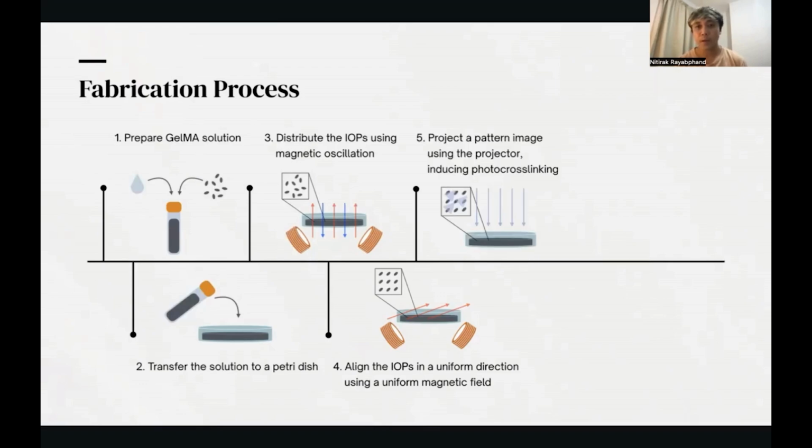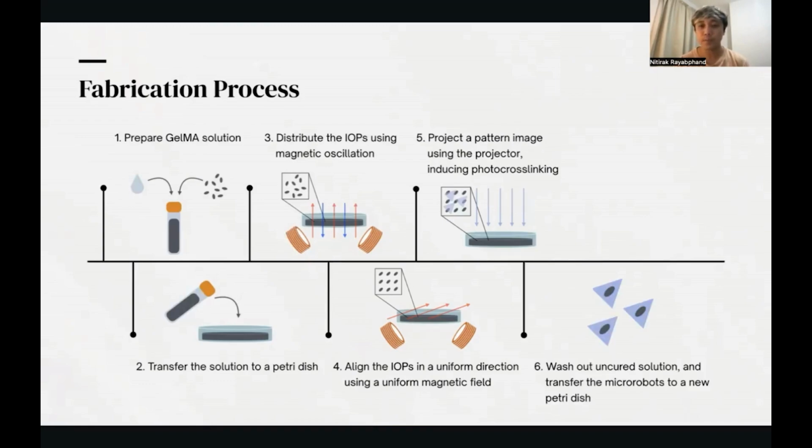And then the image pattern is projected to the solution using the high resolution projector that we have. This will induce the photo cross-linking process in the Gemma solution and cure the structures. After 45 seconds of curing, we wash out the uncured solution and then we transfer the micro robot after washing to a new petri dish for further experiments, like the manipulation experiment by the magnetic field.